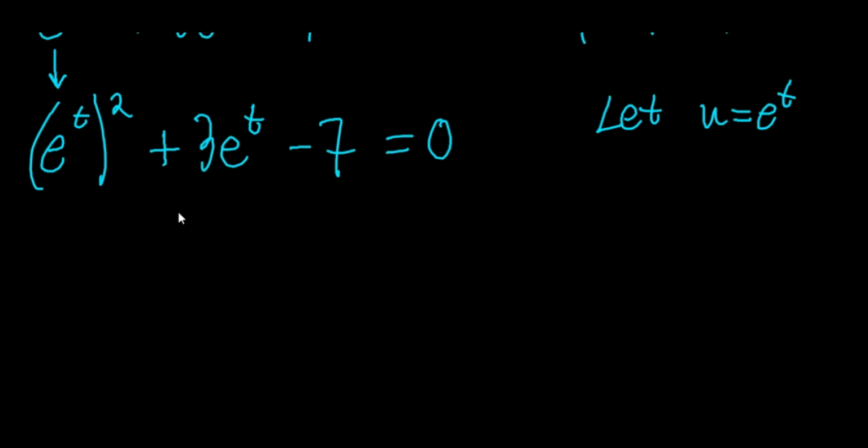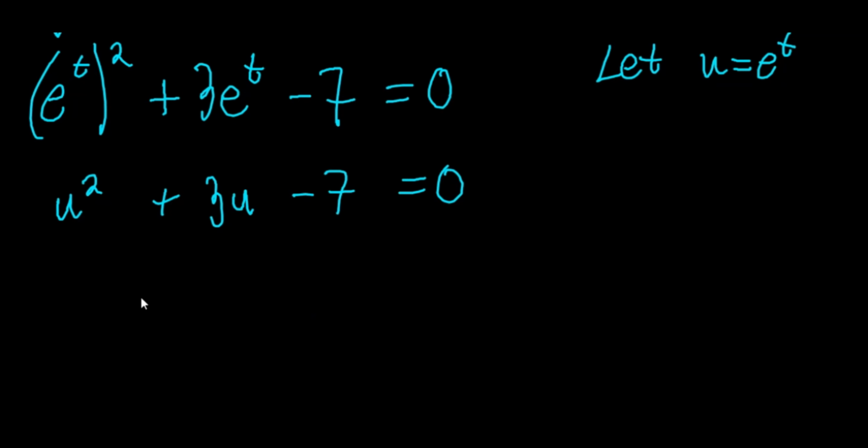Check this out. If we let u equal e to the t, this is u squared plus 3u minus 7 is equal to 0. This is a quadratic equation. Now, can we easily factor this quadratic equation? Well, not really, because there's not really any whole number factors of negative 7 that add up to 3. The only factors of negative 7 are negative 7 times 1 and negative 1 times 7. So we can't really easily factor this, so we're going to have to use the quadratic formula.